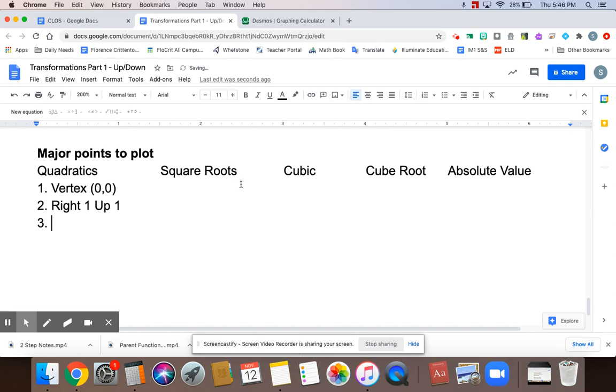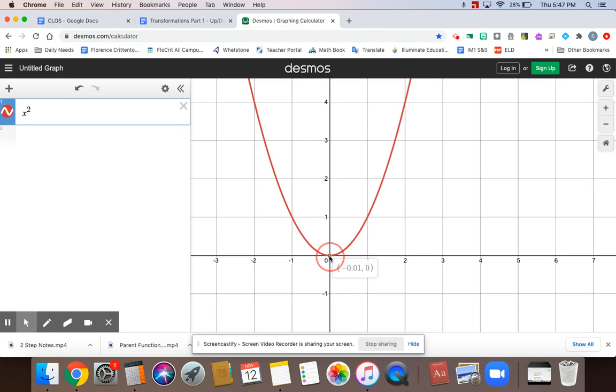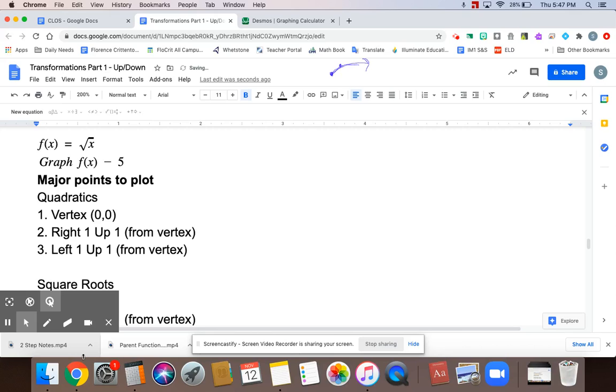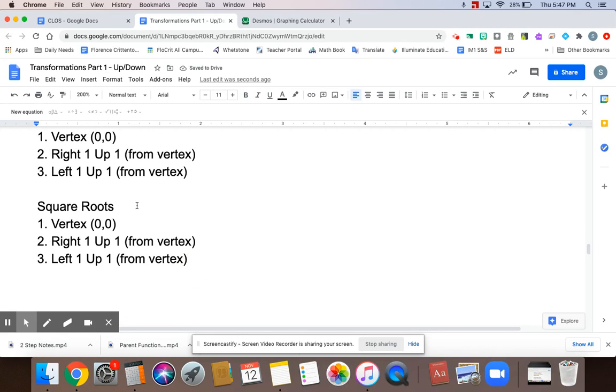So my second point is going to be right 1, up 1. And then the third point that's important to plot is this one over here. So that's going left 1 and up 1 for a quadratic. Both of these are from the vertex, wherever it moved to. So first you move your vertex at 0, 0, and then from wherever it goes, you do right 1, up 1, and then left 1, up 1 for your next 2 dots.